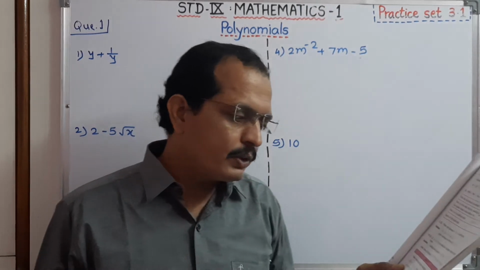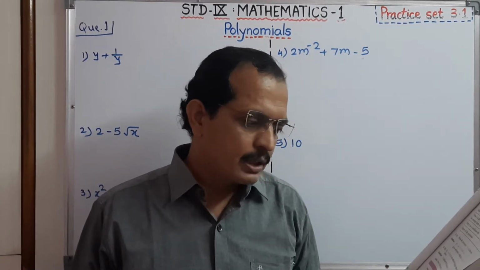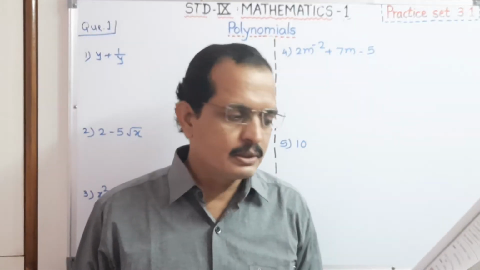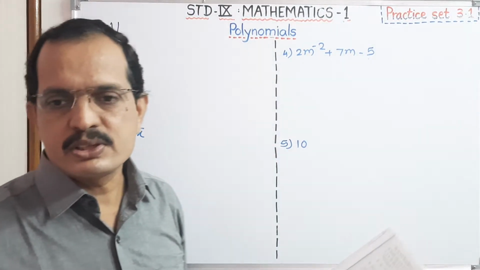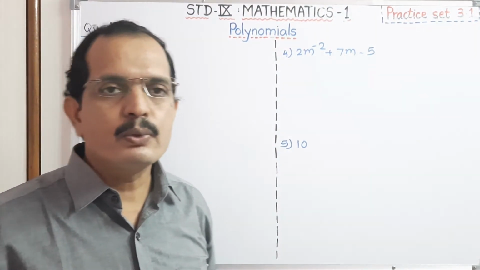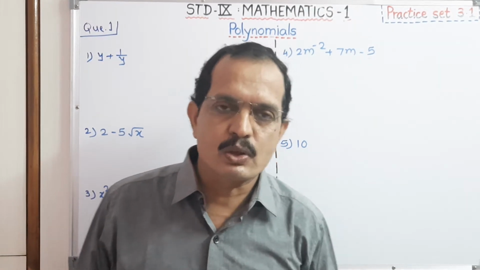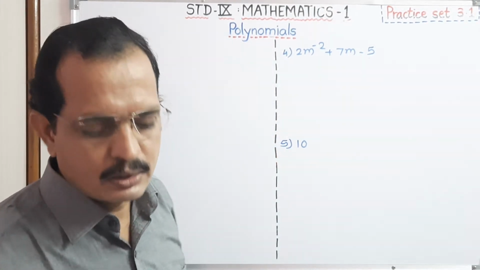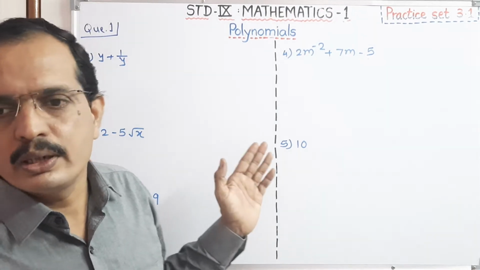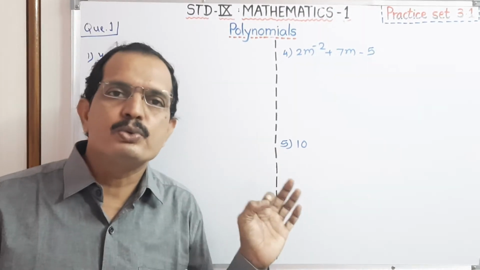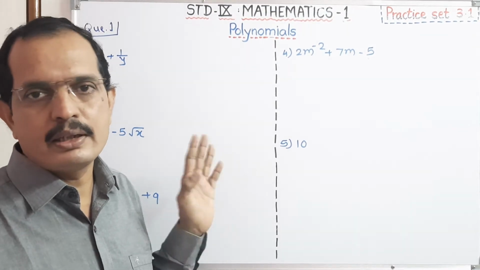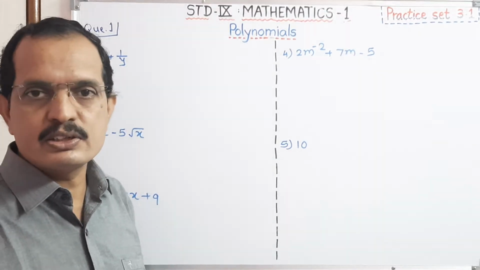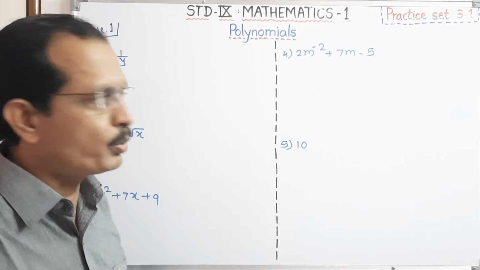State whether the given algebraic expressions are polynomials. Justify. 5 algebraic expressions are given and we have to decide whether they are polynomials or not. Dear student, all of you know that for that purpose we have to see the index. If index is a whole number, then it is a polynomial. If index is not a whole number, then it is not a polynomial.